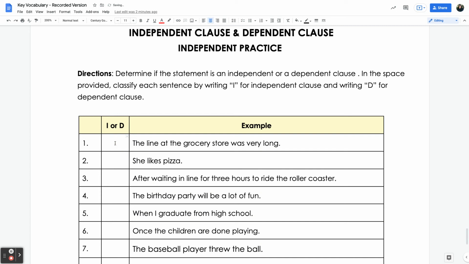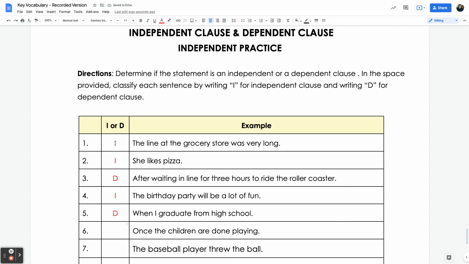The line at the grocery store was very long. That's an independent clause. She likes pizza, independent. After waiting in line for 3 hours to ride the roller coaster, that's dependent because it's not a complete thought. What did you do after waiting in line for 3 hours to ride the roller coaster? After waiting in line for 3 hours to ride the roller coaster, we got pizza. The birthday party will be a lot of fun. Independent. When I graduate from high school, dependent.